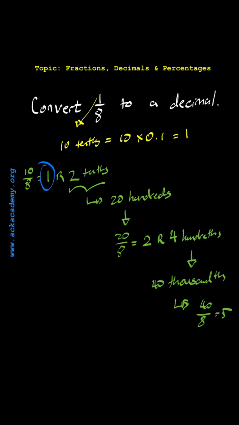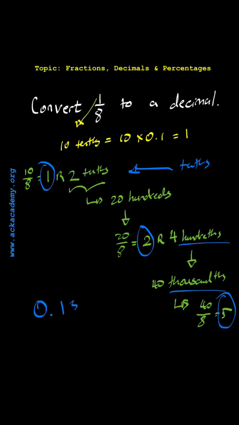Okay, so we have the 1, we have the 2, and we have the 5. This is in the tenths place. This is in the hundredths place, and this is in the thousandths place. Okay, so then the final answer becomes 0.125.